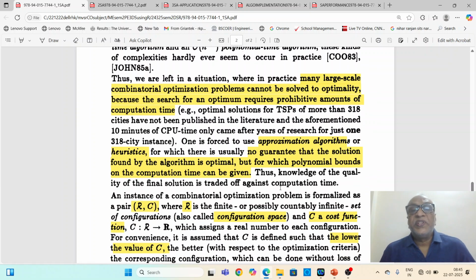So instead of that, people tried approximation algorithms or heuristics, where there is no guarantee that the solution found by the algorithm is optimal, but for which polynomial bounds on the computation time can be given.